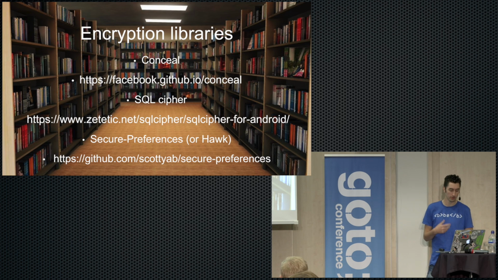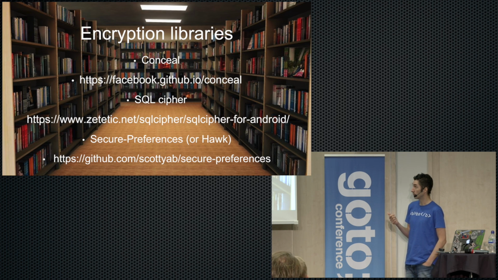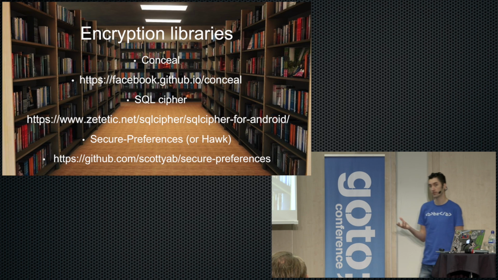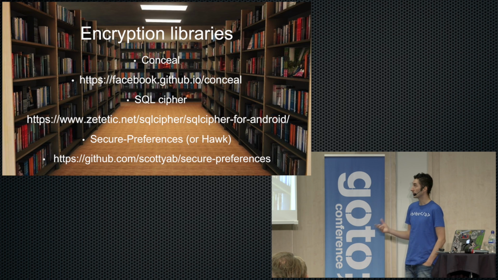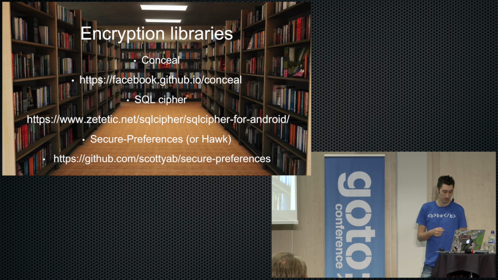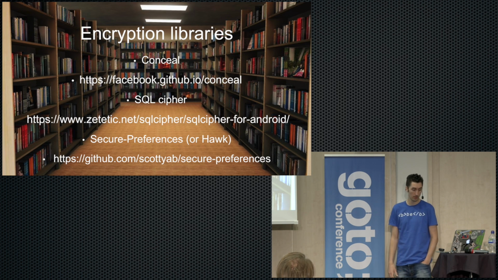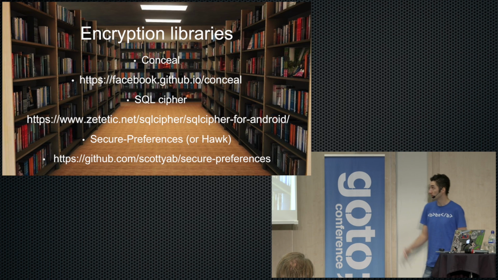So Conceal is from Facebook, and it's really awesome for files. They use it for encrypting photos that they've cached on your SD card. And it's really easy to use. It defaults to all the strong algorithms. It uses AES GCM, which is the preferred AES algorithm to use. It's really good. I definitely recommend trying that.